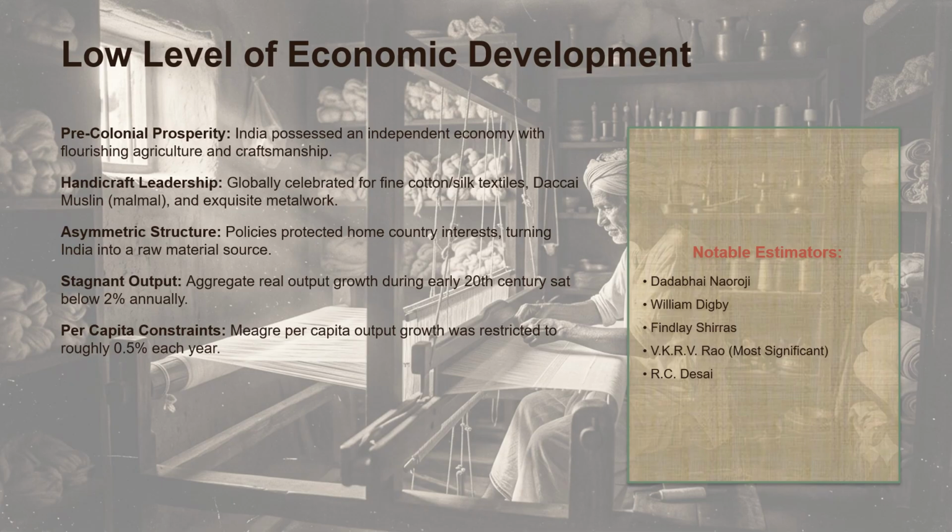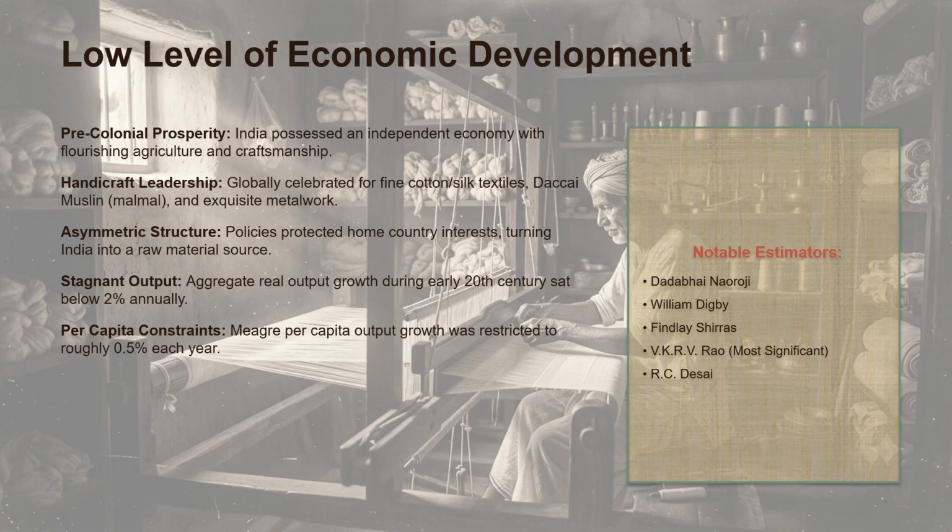Before British colonial rule, India was not an underdeveloped nation. It was a flourishing manufacturing hub, famous for exquisite textiles like Dhaka Muslin. However, two centuries of asymmetric economic policies shifted India's status from a dominant exporter of finished goods to a dependent raw material provider, just a feeder economy for Britain.